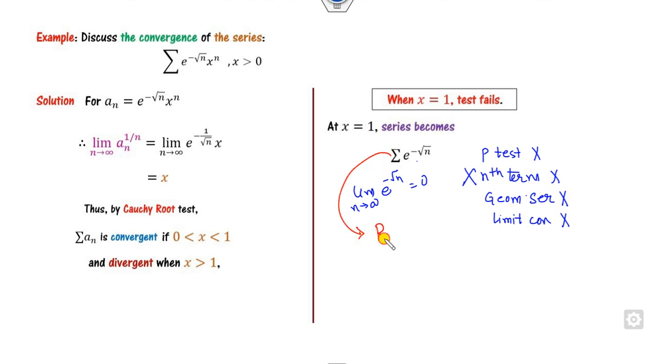So we will apply the ratio test, which we will cover in our next lecture. Whatever we get, we will write the equality here or here depending upon the ratio test.